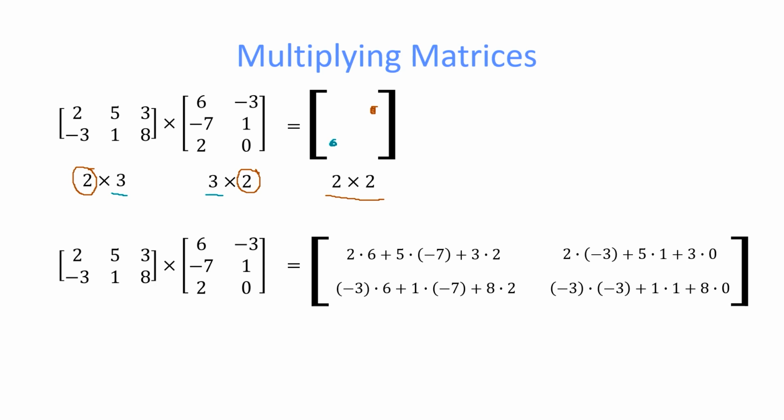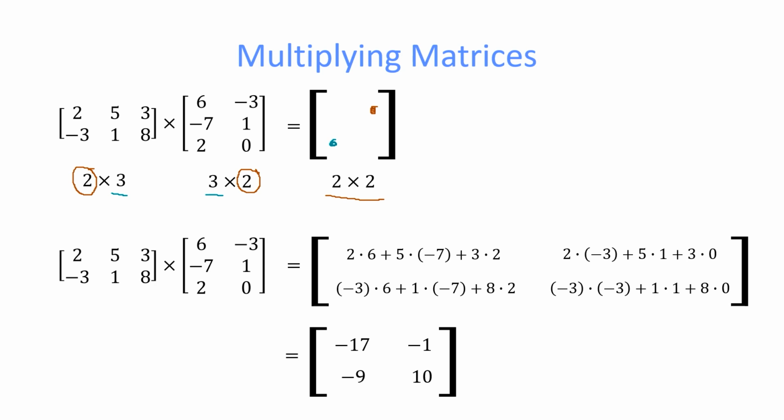And now let's just do the addition and multiplication everywhere. For example, if we look at the first one, we have 2 times 6 is 12, plus 5 times minus 7, that's 30, minus 35. So we have minus 23 plus 6, that should give us minus 17. In the second one, again, if we do all the addition, we'll get minus 1, minus 9, and 10. And that's all for matrix multiplication.